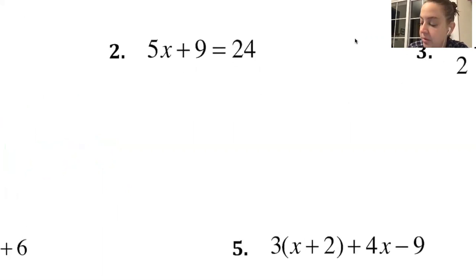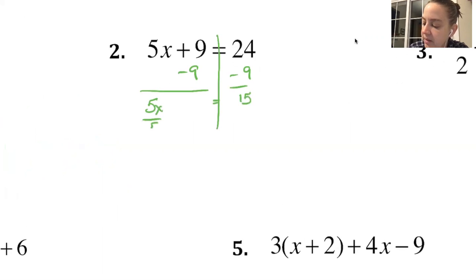In number two, we'll subtract 9 on both sides. 24 minus 9 is 15, so 5x is equal to 15. Divide both sides by 5. X is equal to 3.